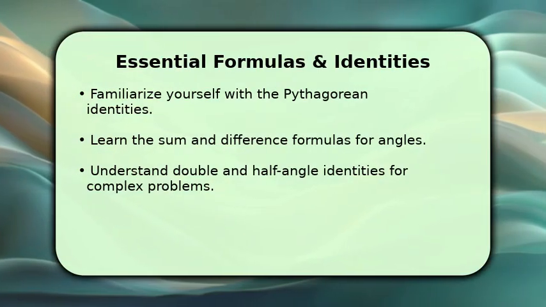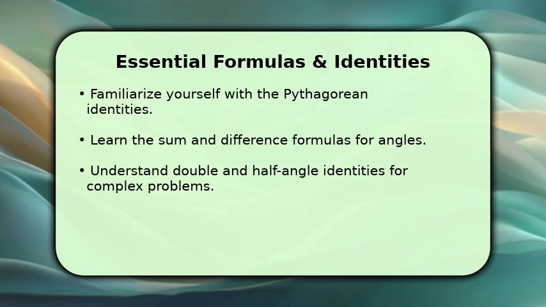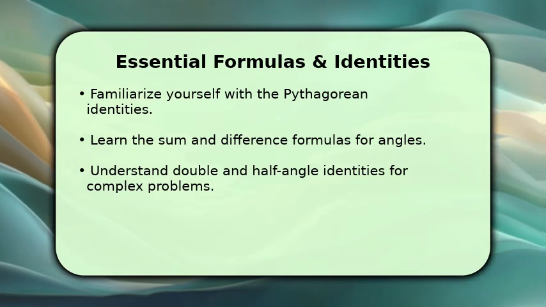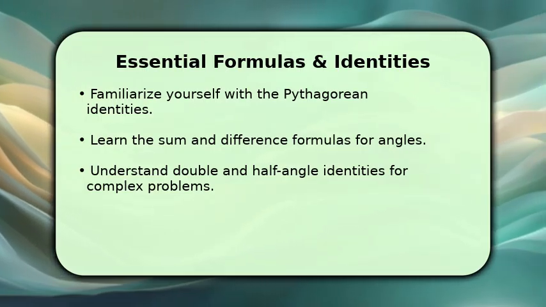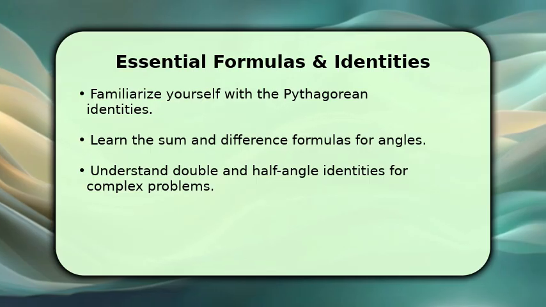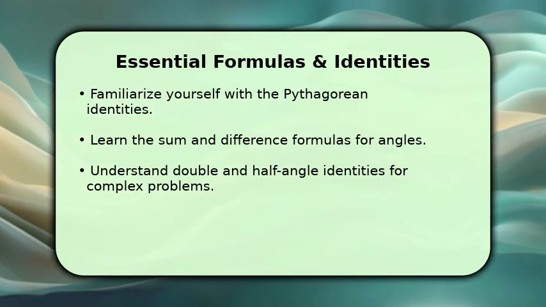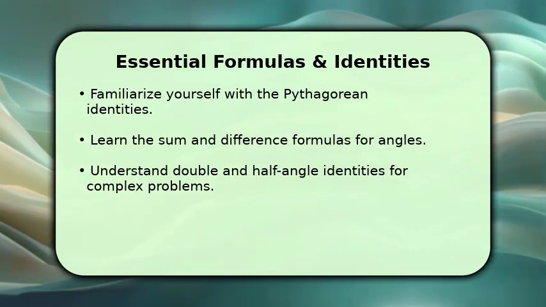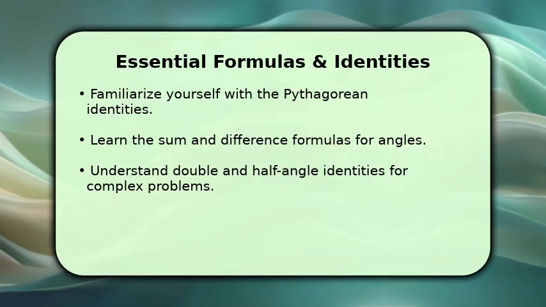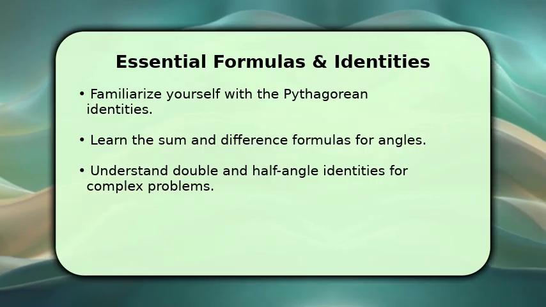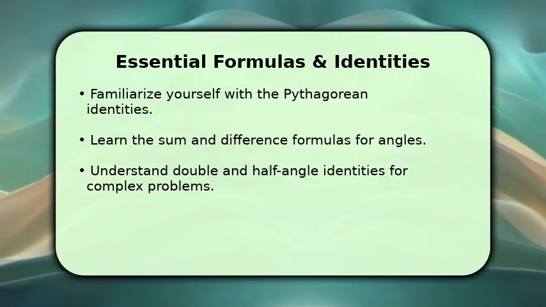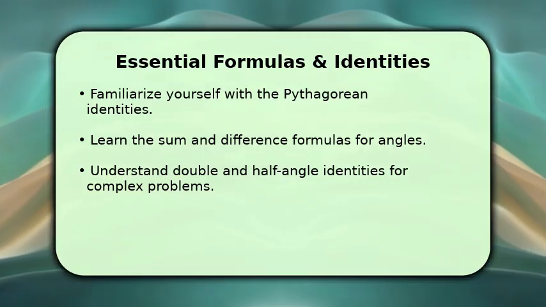Now, let's dive into the essential formulas and identities. The Pythagorean identities, like sine squared theta plus cosine squared theta equals 1, are fundamental. Also, learn the sum and difference formulas for sine and cosine, which help combine or separate angles. Don't forget the double and half-angle identities, crucial for simplifying more complex expressions. These tools are vital for advanced problem solving.